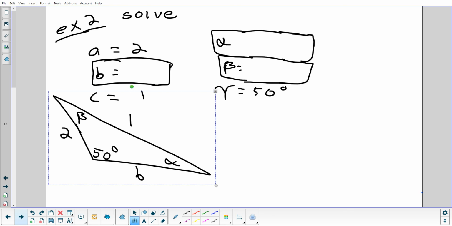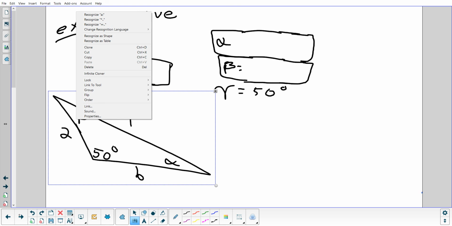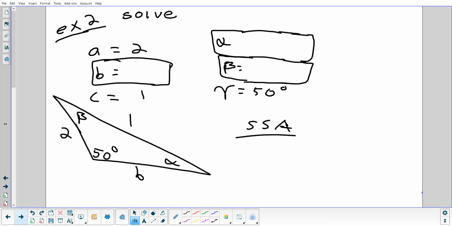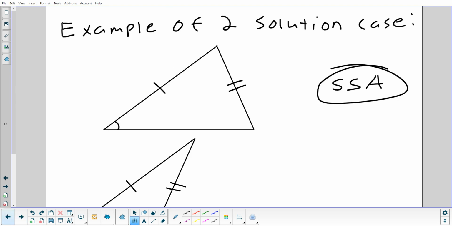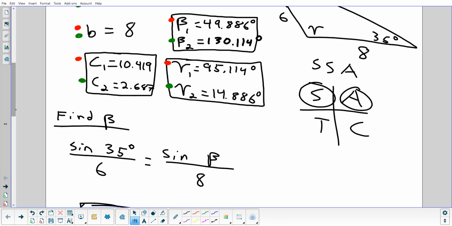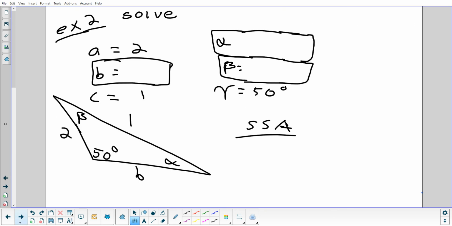It's SSA again. It's the same as the last one. Two sides and an angle that's not included anymore. Included means between. So it's SSA. Unfortunately, that's the worst type because you got to check for the no solution, one solution, or two solutions. This problem that we just did, I call this a two-solution problem. Everything that you had to solve for had two solutions. All right, let's see what happens here.